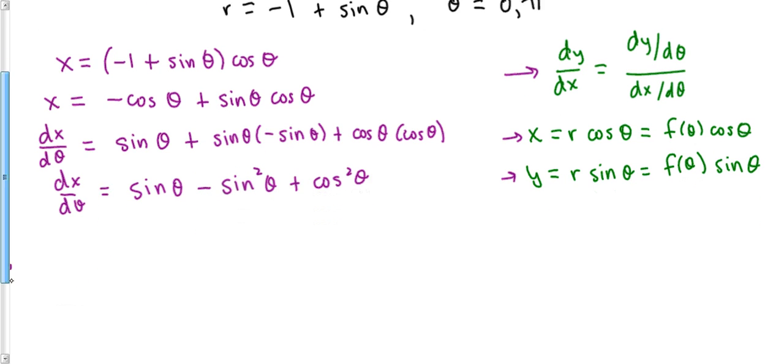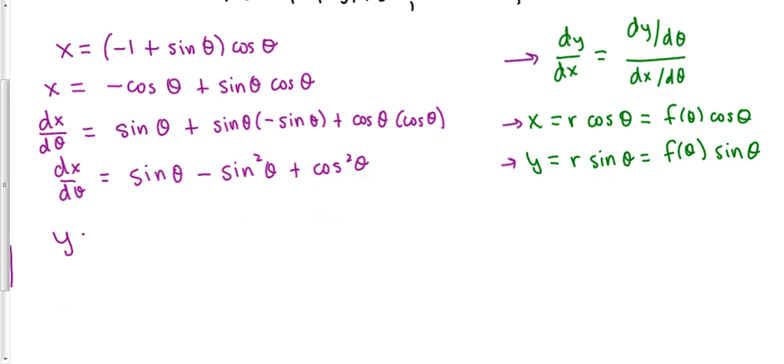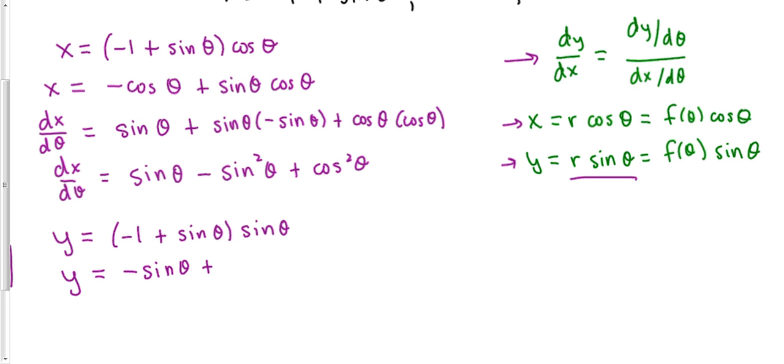And now we're ready to move on and look at y. So y is again going to be r sine theta, where r is -1 plus sine theta, times sine theta. And we can distribute that sine theta, so we've got y is equal to negative sine theta plus sine squared theta. And now we're ready to take our derivative.